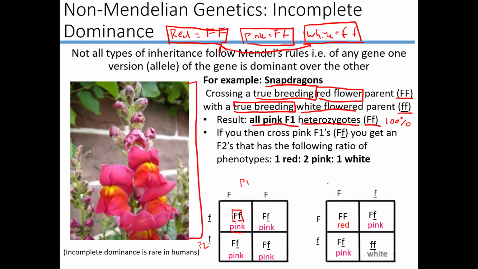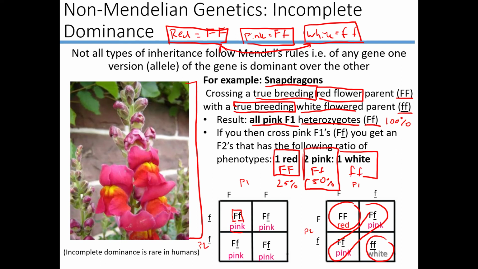Now, if we were to take two heterozygous right here with our P1, P2, you can see we're ending up with a 1 to 2 to 1 ratio. Right here, big F, giving us the color red, or in this case, a 25% chance. You can see we have heterozygous here, big F, little f, giving us a 50% chance for the color pink. And then finally over here for white, we would have little f, giving us a 25% chance.